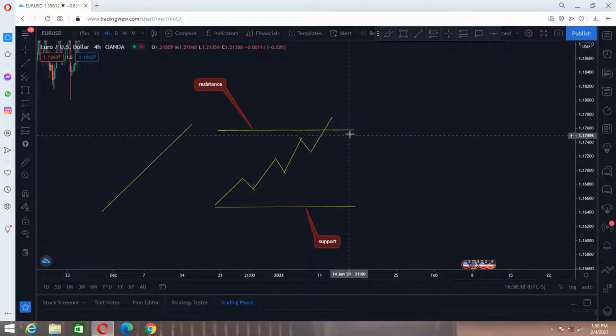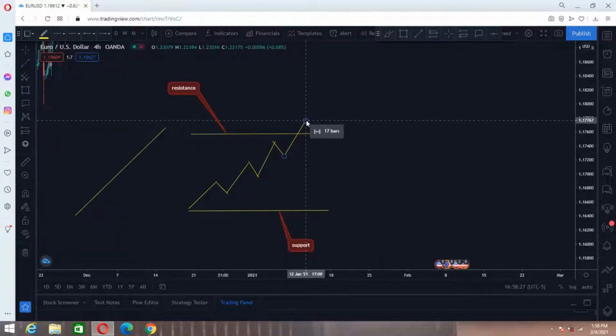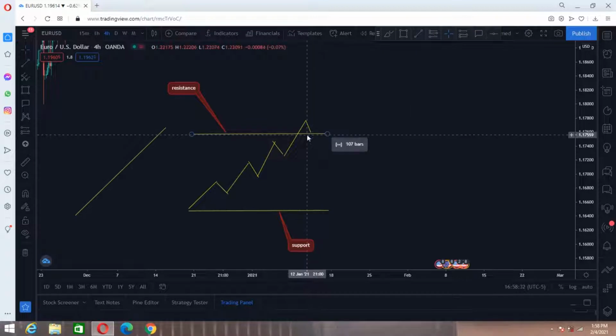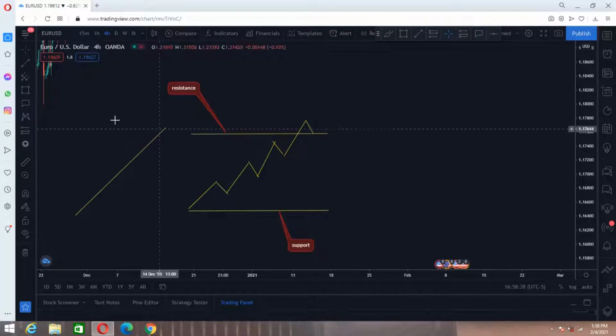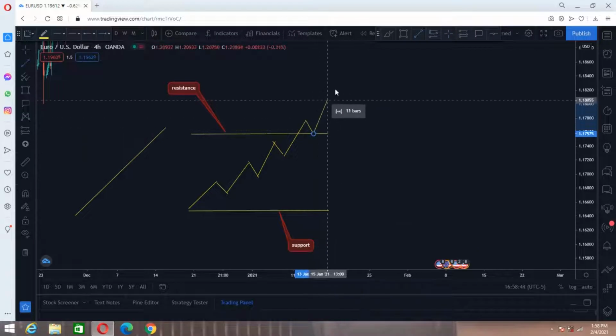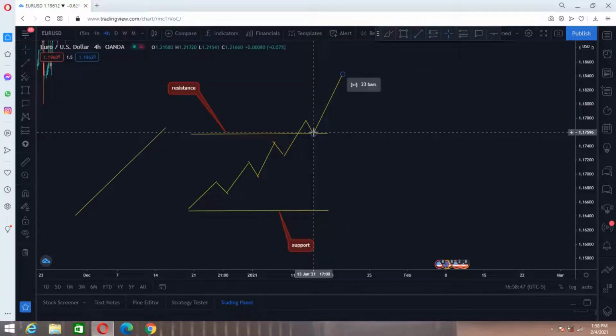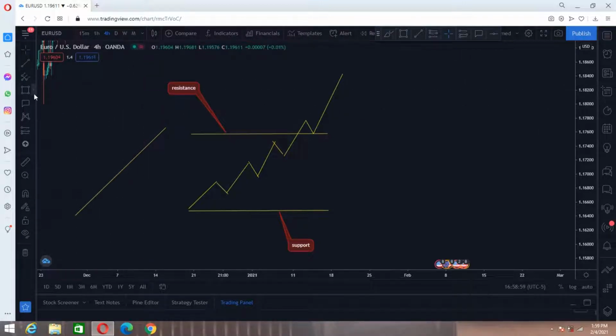So what I wanted to show you guys, that resistance can turn into support. How? Let me show you. So it broke here, broke this resistance line. It comes back. Now it tests this zone or this line here. Then it will become the support now, because it's going to the upside. So meaning this is our support now. It's not our resistance anymore.